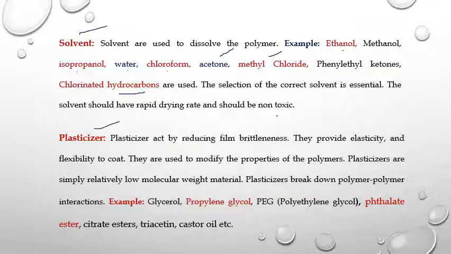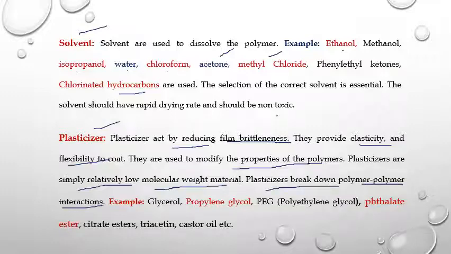Now the plasticizer. Plasticizers act by reducing film brittleness. They provide elasticity and flexibility to the coat. They are used to modify the property of polymers. Plasticizers are simply relatively low molecular weight materials. Plasticizers break down polymer-polymer interaction. Examples: glycerol, propylene glycol, polyethylene glycol, phthalate ester, citrate ester, triacetin, castor oil.